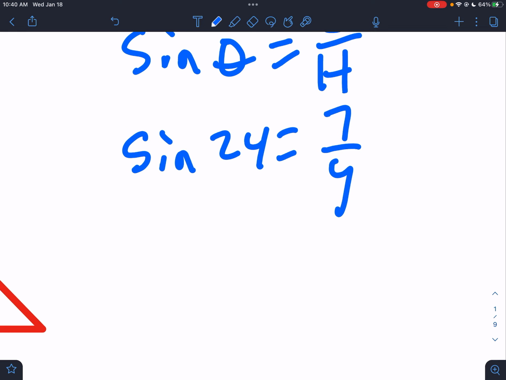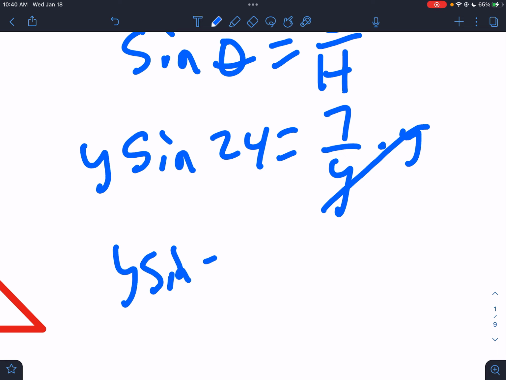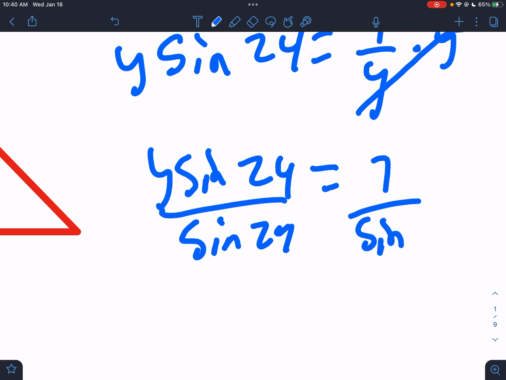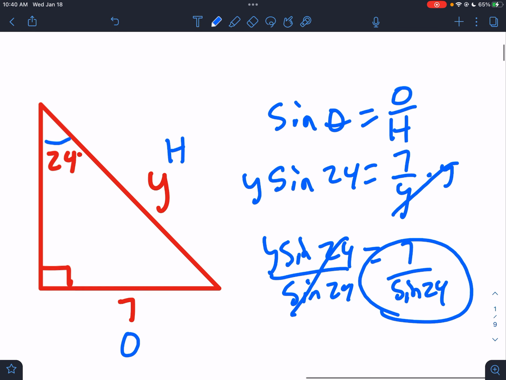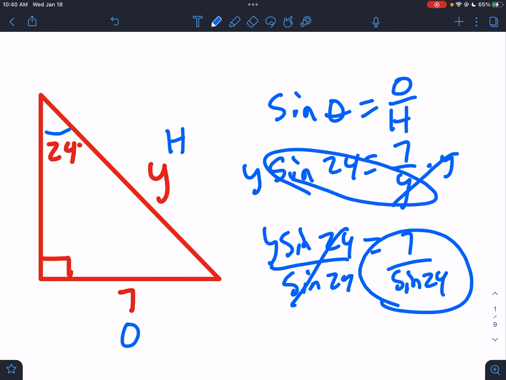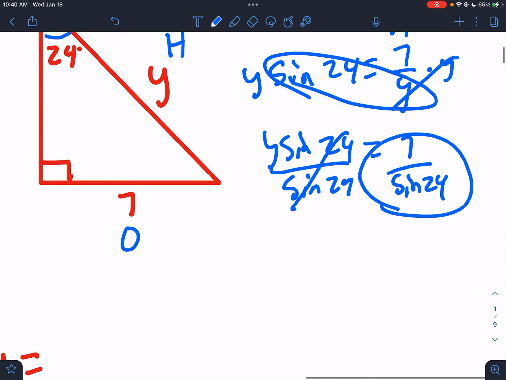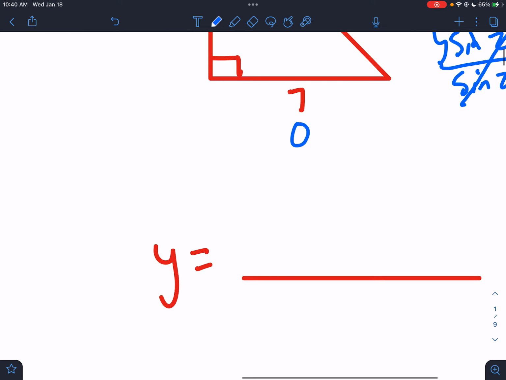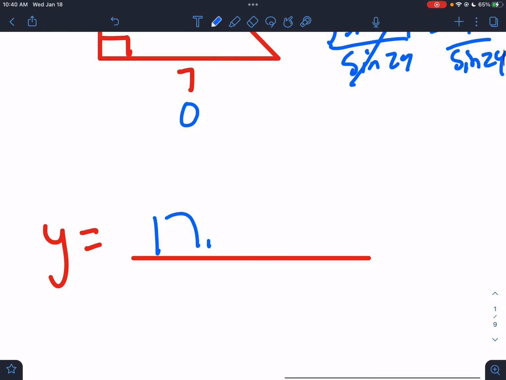Now, how do we solve this? I'll show you the long way, but remember they just switch positions. It's like you're multiplying y to both sides. Those cancel out. So you have y sine 24 equals 7, and then you divide both sides by sine 24. I am not going to do this probably ever again because the y and the sine 24 just end up switching positions. But it's 7 divided by sine 24. Type that in my calculator, and I get 17.210. We're rounding to the nearest thousandth unless we're told otherwise.